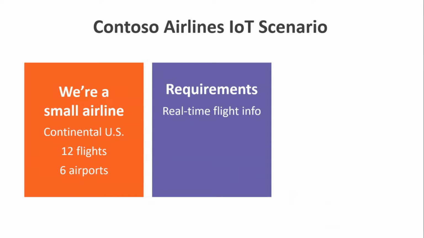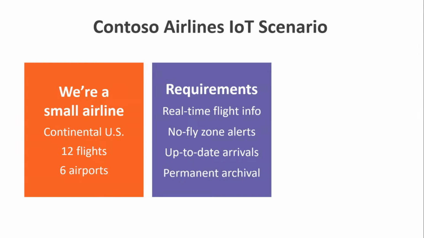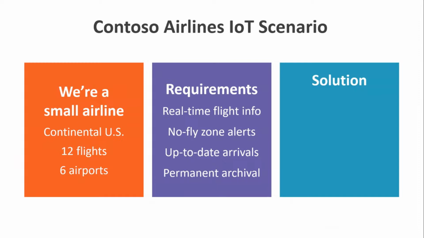You need real-time flight info. You need to be able to track your planes. Obviously, you need to be alerted when planes fly where they shouldn't into no-fly zones. You need up-to-date arrival information, and you need some cold storage to permanently archive this data, which is very voluminous, right? Because our planes are, let's say, emitting IoT telemetry at every 10 milliseconds.